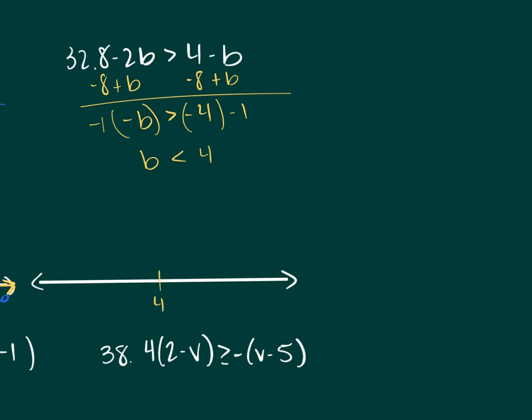So we've got 4, 3, 2, 1, 0, 5, 6, 7. We've got a less than, not a less than or equal to, so an open circle on 4, and then it goes towards those negative values because b is less than 4.